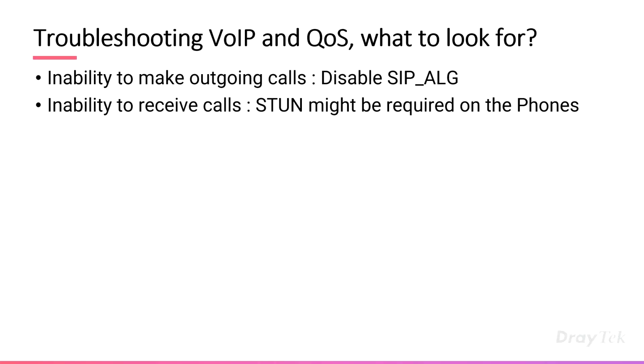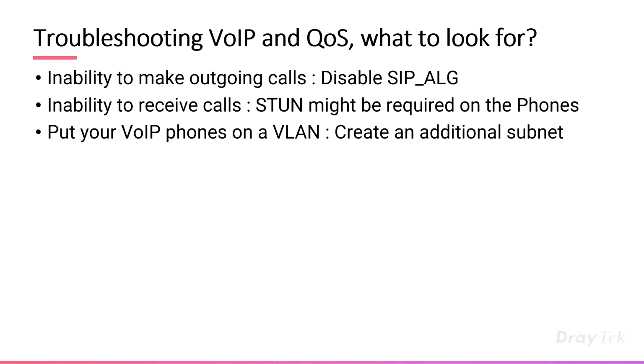Inability to receive calls. Well, STUN might be required on the phones, and you can check that with your SIP provider, or you can access the phone interface, search for the STUN settings, and use a public STUN server such as Google to see if that resolves the issue. Put your VoIP phones on a particular VLAN. Putting your VoIP phones on a VLAN might also fix the problem, or at least you'll get better performance since the broadcast domain is just left for phones.